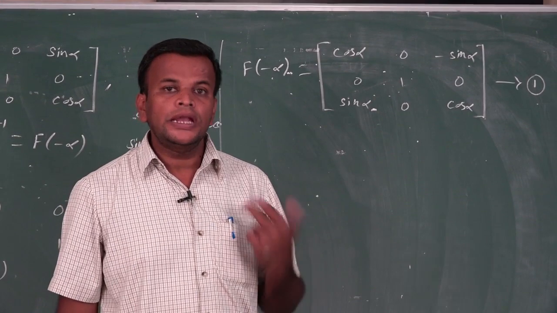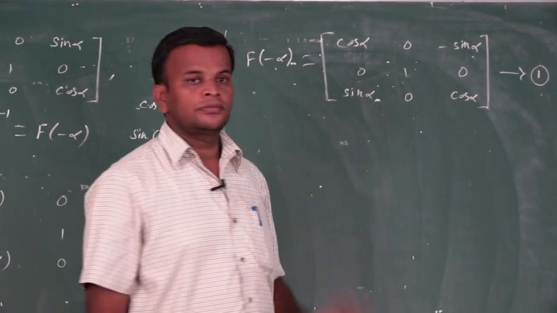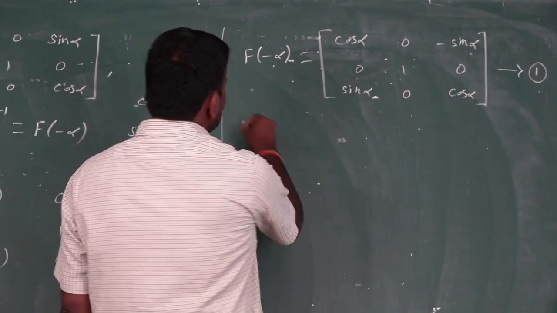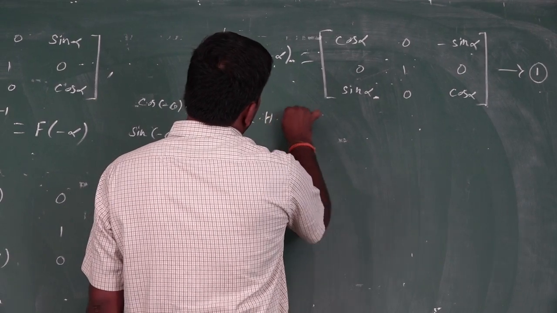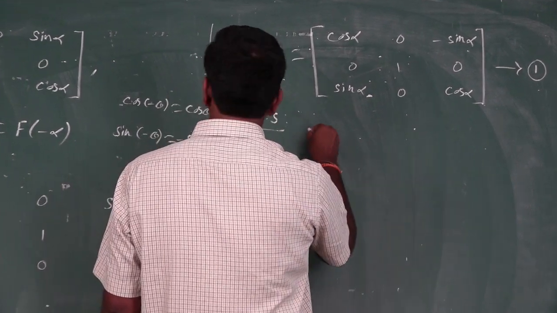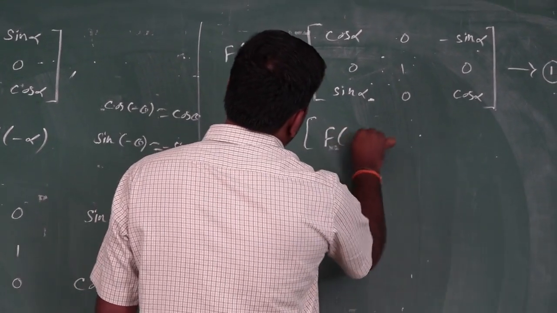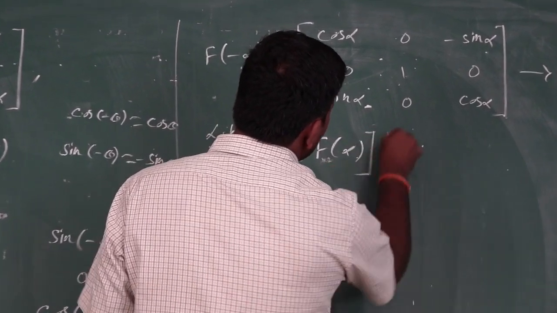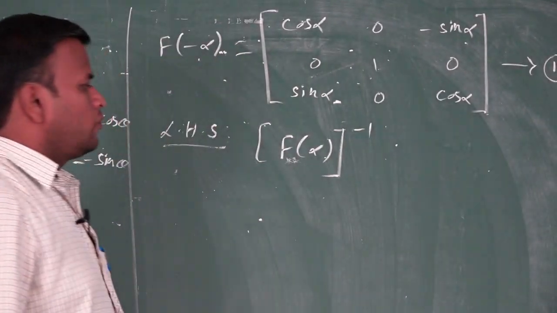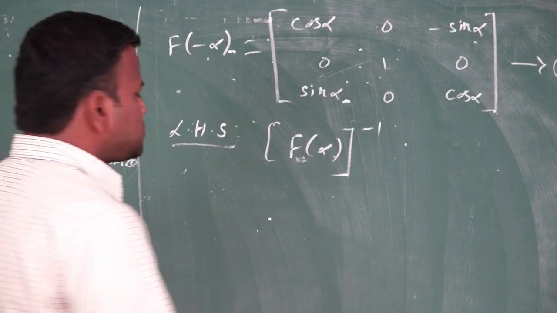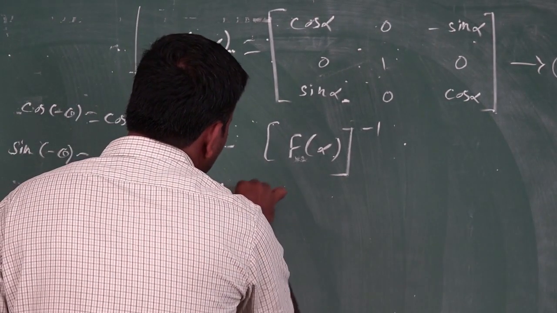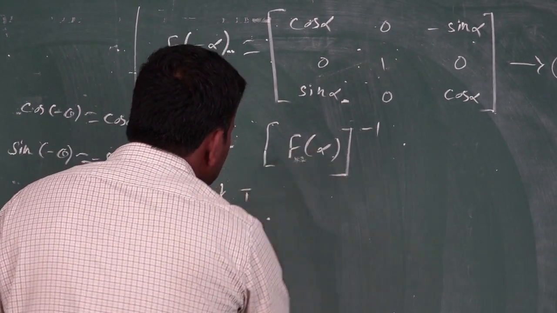This is actually the value of RHS. Now to prove the LHS value is also the same, next we write the LHS. What is the LHS? F of alpha the whole inverse. For our convenience, first we write the formula of F of alpha the whole inverse.